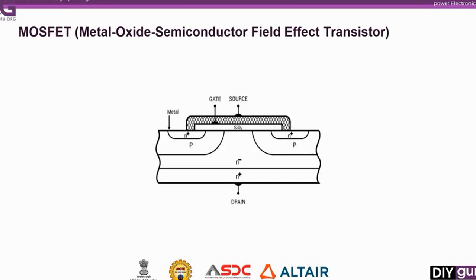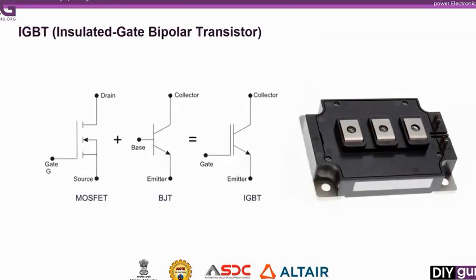Now moving on, the next type of device which we are looking at is the IGBT, or insulated gate bipolar transistor. The IGBT is a relatively new device in power electronics, and before the advent of the IGBT, power MOSFETs and power BJTs were commonly used in power electronic applications. Both of these devices possessed some advantages and simultaneously some disadvantages as well.